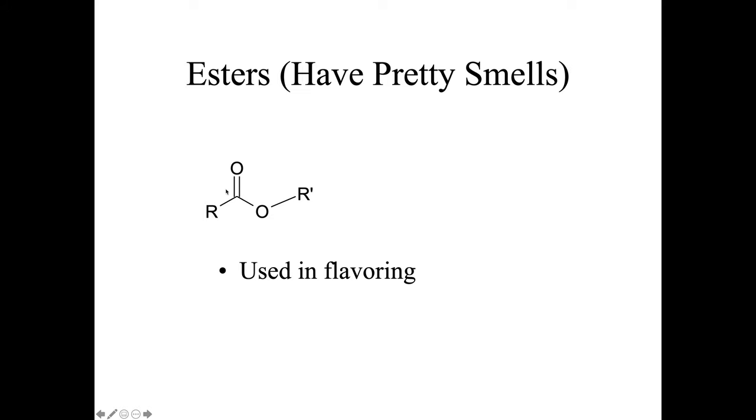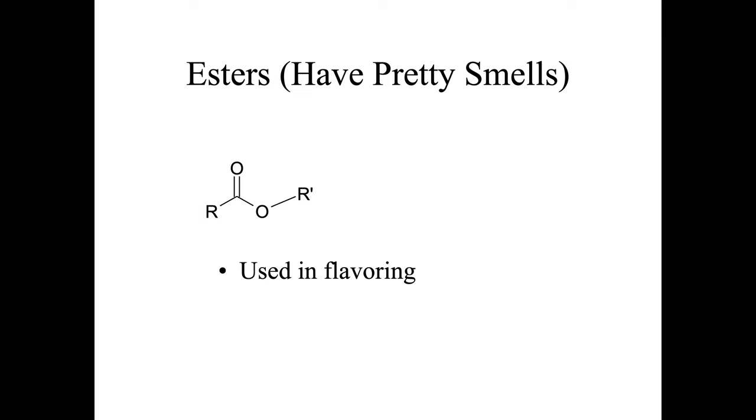Now, what's interesting about this, if this was a hydrogen, this would be an acid, right? But what you do is you have a carbon. So it's kind of like a carboxylic acid, but instead of having a hydrogen, it has another carbon group. And these just have pretty odors, pretty smells. A lot of perfumes can be actually isolated from the flower, or they can be made in the lab. And same with flavoring, artificial flavoring.